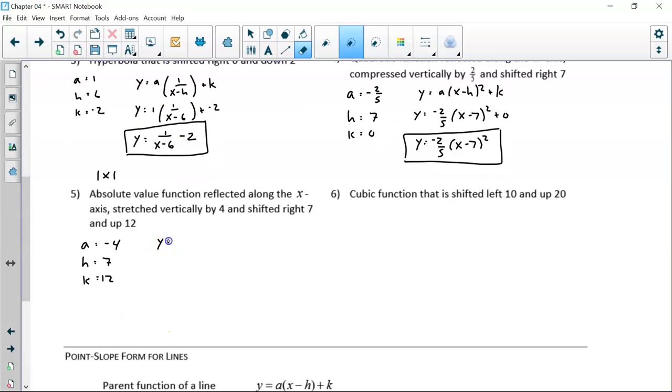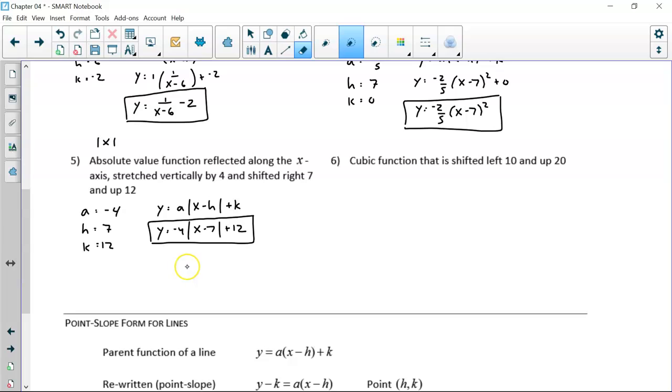So y equals a times the absolute value of x minus h, and then plus k. So y equals negative 4 times the absolute value of x minus 7 plus 12. And there is our absolute value function.